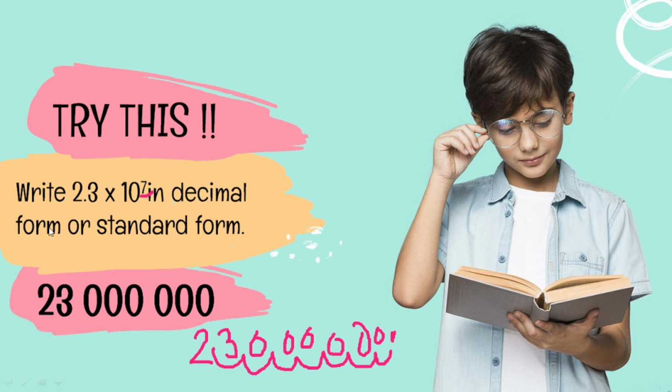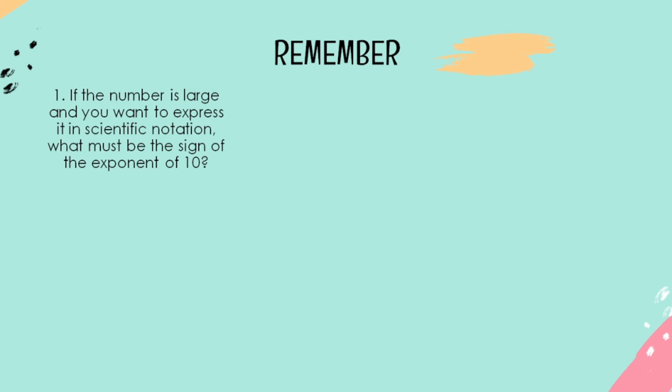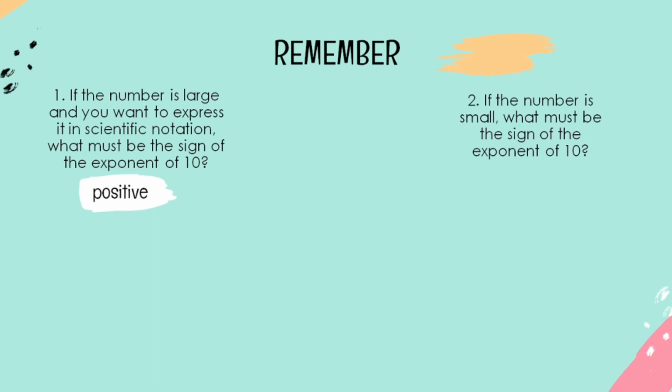Okay? Next, so we have here, we need to remember na ito yung mga question na nandun. If the number is large and you want to express it in scientific notation, what must be the sign of the exponent of 10? Kapag daw malaki yung number and you want to express in scientific notation, ano daw yung exponent ng 10? Di ba ay positive. Okay. Next, you try to answer ha. If the number is small, what must be the sign of the exponent of 10? Paano naman kapag maliit? Anong exponent or sign ng exponent ng 10? Ang exponent natin ay negative.